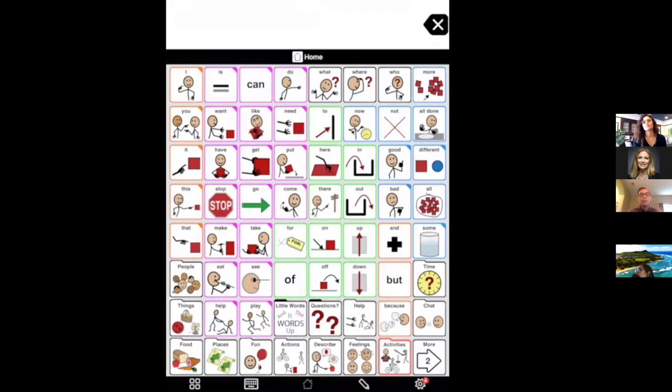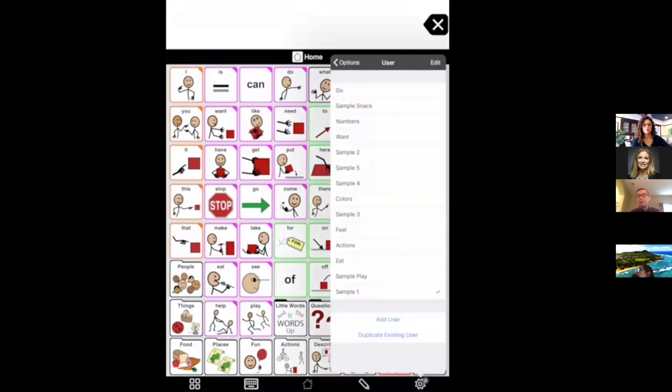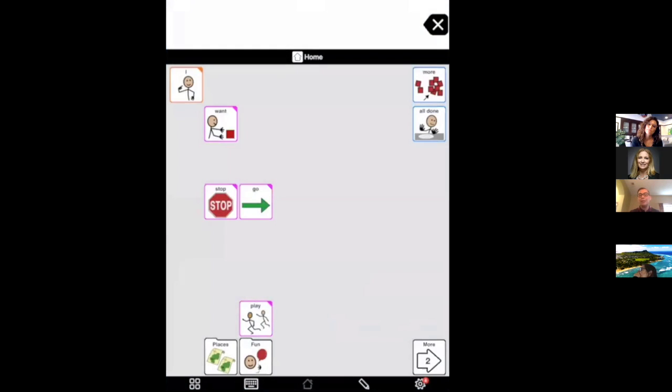But the thing is, when you program and put in the appropriate vocabulary, especially if you have an emergent AAC user, you can actually program it so you can hide some of the icons, or the majority of the icons, just for the child to get used to it. And then later on, you start bringing in more and more icons. So it can go from this to this, the same thing, but I hide some of the icons.